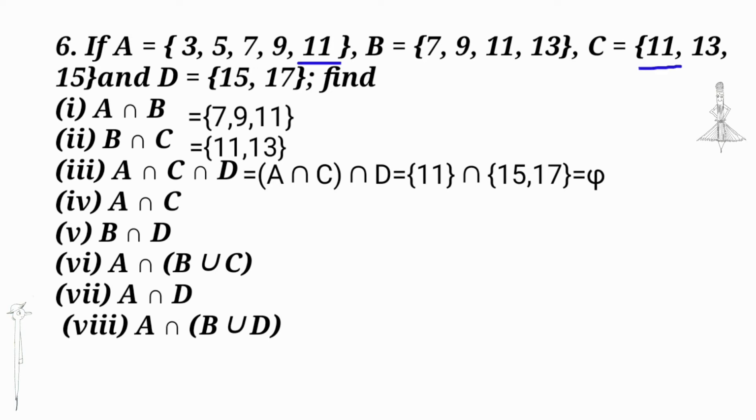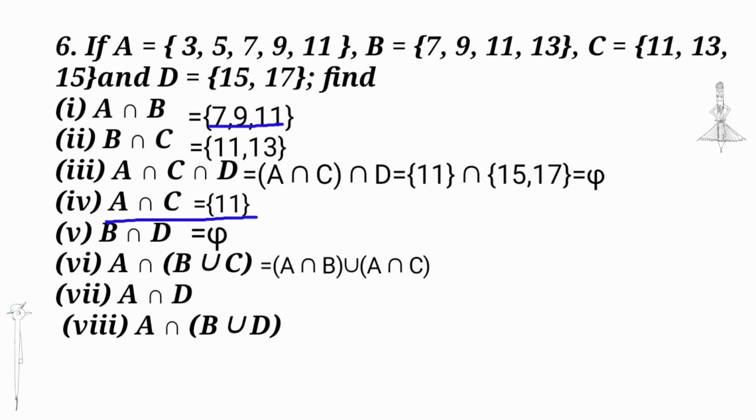A intersection C is equal to {11}. B intersection D is equal to the null set. A intersection (B union C) is equal to (A intersection B) union (A intersection C). First find out A intersection B. We get {7, 9, 11} and then we get A intersection C is equal to {11}. The union of {7, 9, 11} and {11} we get {7, 9, 11}. A intersection D is equal to the null set.